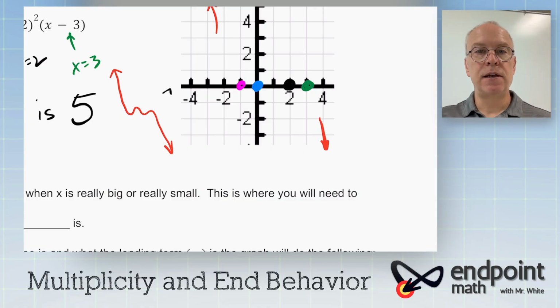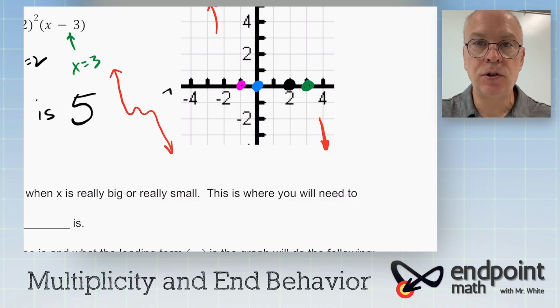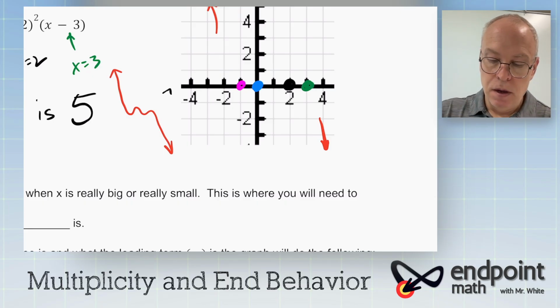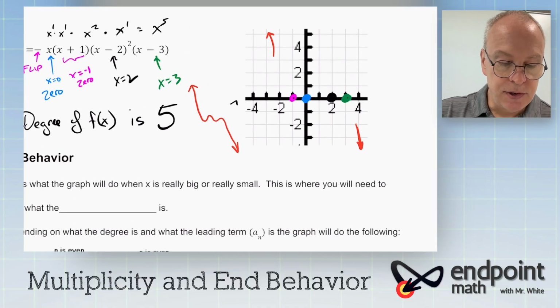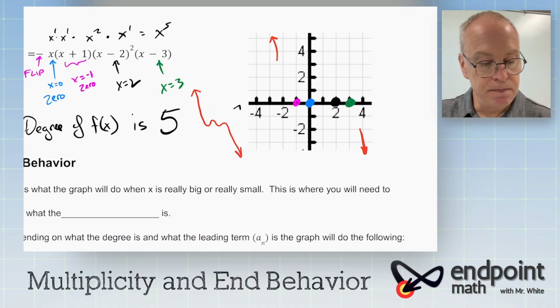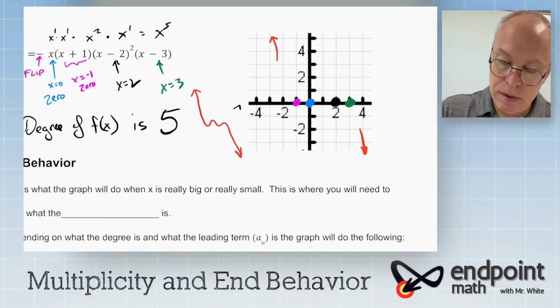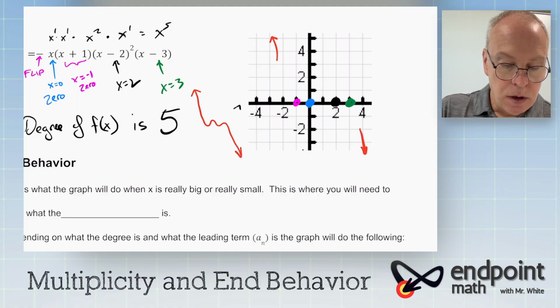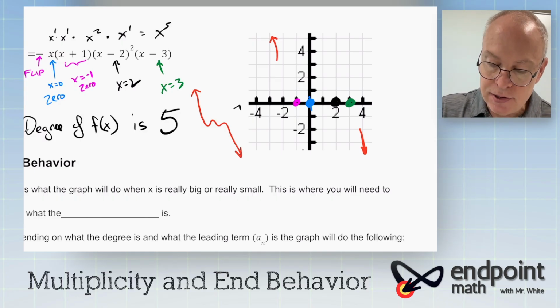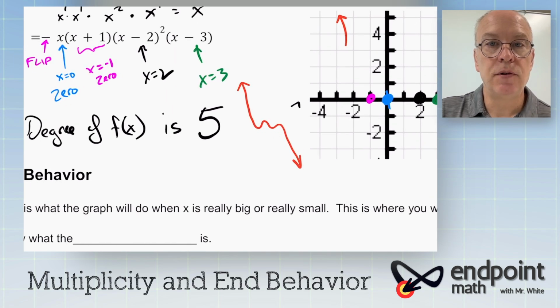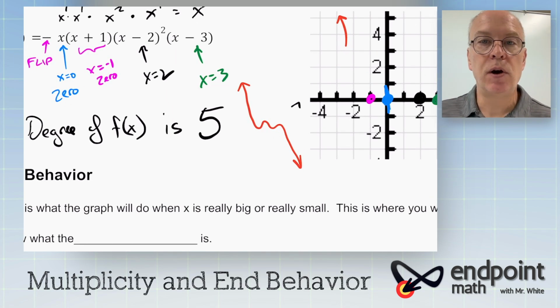When you are a detective, what do you do? You lay out all your clues at the same time so you can look at it and start to make sense of it. All right, I need to go back to multiplicity. I got excited and skipped that again. So multiplicity, we've got on the blue 0, that's an odd, so that's going to cut through. Let me zoom in here so you can see a little better. So on the blue one, we're going to cut through.